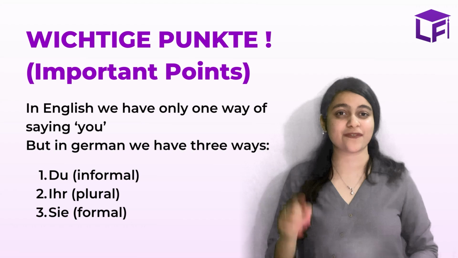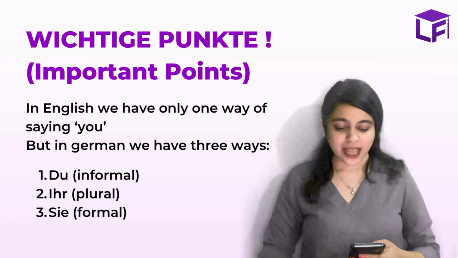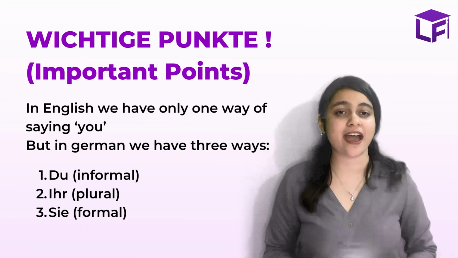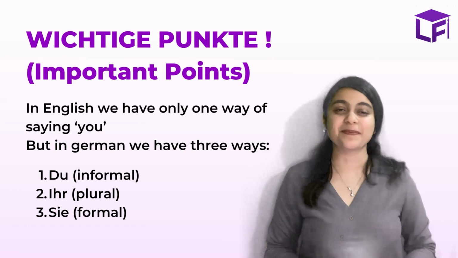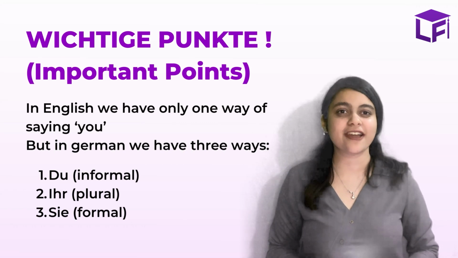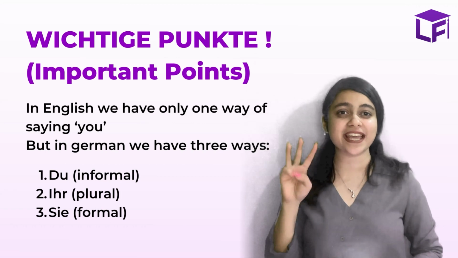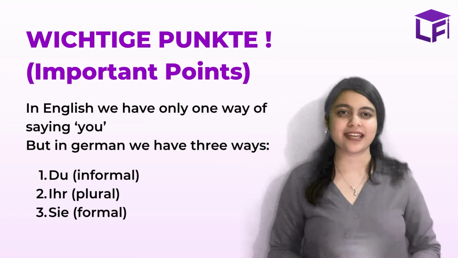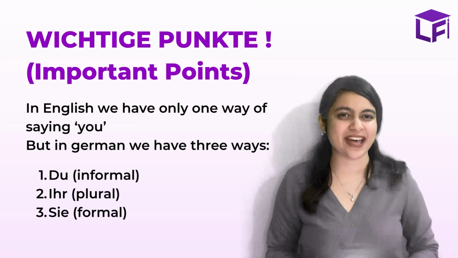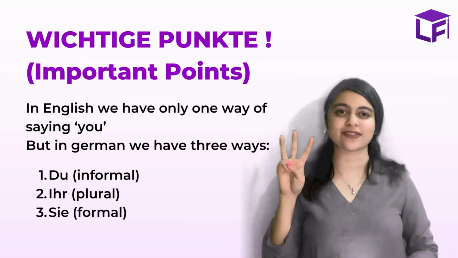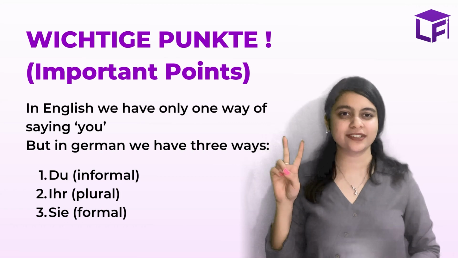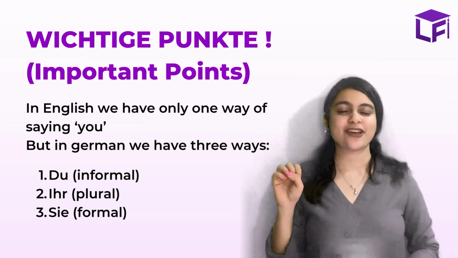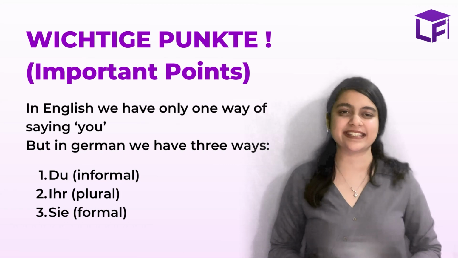The first one for you guys is, in English, we only have one way of saying you, which is you. But in German, we have 3 ways of saying you. Well, it isn't that difficult as it sounds. So the 3 ways of saying you in German language are du, ihr, Sie. Du, ihr and Sie.